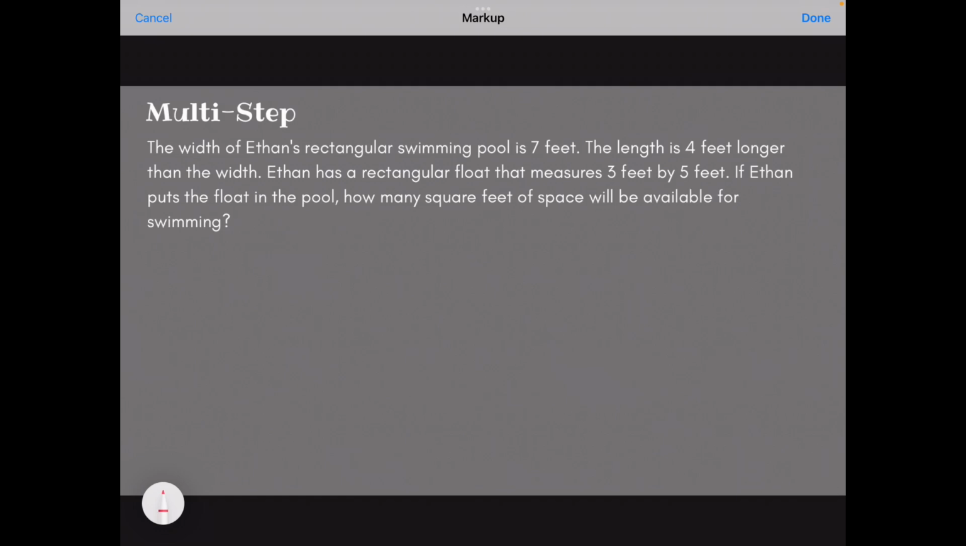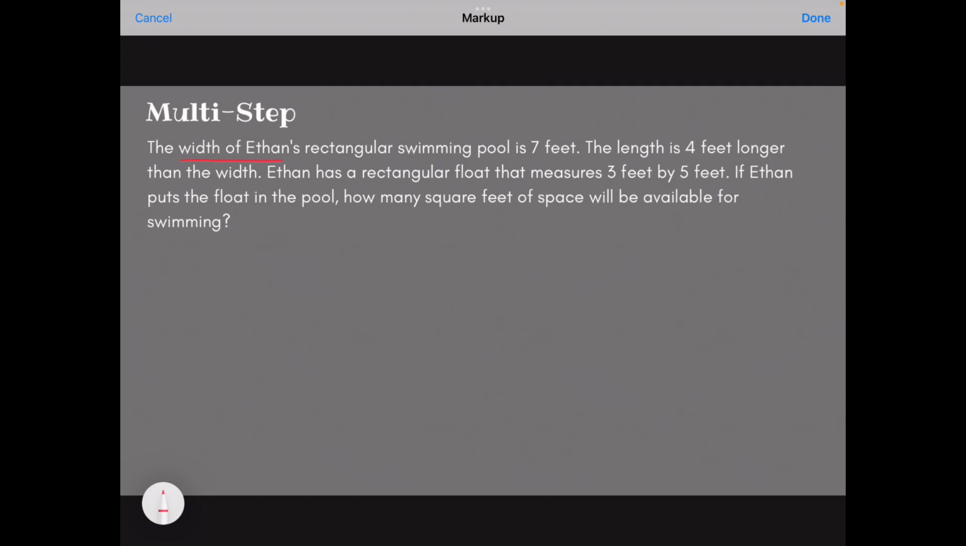All right, so this one's going to be a little bit interesting because we're talking about a rectangular pool, and then the rectangular floaty that goes inside of the pool is going to go inside of that rectangular model. So let's go ahead and underline some important details.